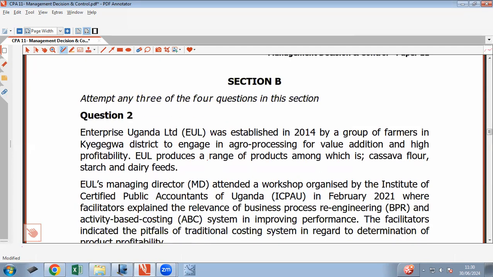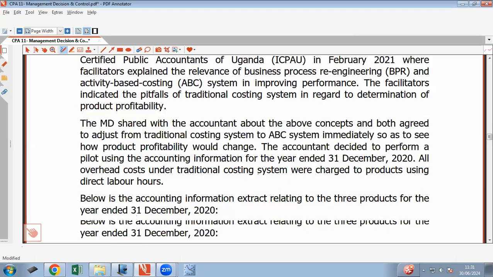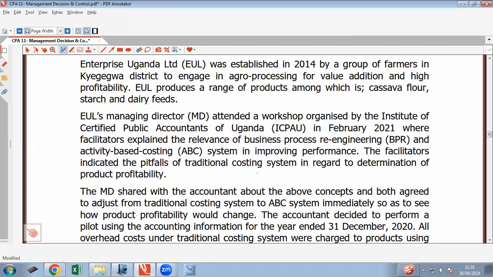They're saying Enterprise Uganda Limited, EUL, was established in 2014 by a group of farmers in Chengegwa district to engage in agro-processing for value addition and high profitability. EUL produces a range of products, among which is cassava flour, starch, and dairy feeds. His managing director attended a workshop organized by the ISPAO in February 2021, where facilitators explained the relevance of business process engineering and activity-based costing in improving performance.